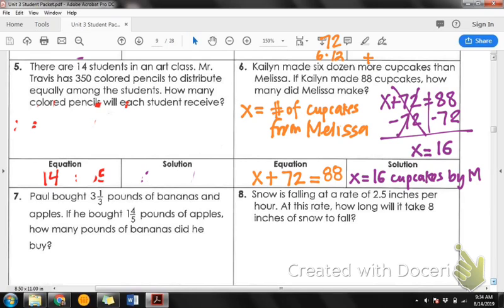Okay, we're going to skip number 7. Let's go to number 8. I want you to try to set up number 8. So those of you who have skipped ahead and not paid attention, you need to make sure you are setting a variable and finding the equals. You can do those 2 things.